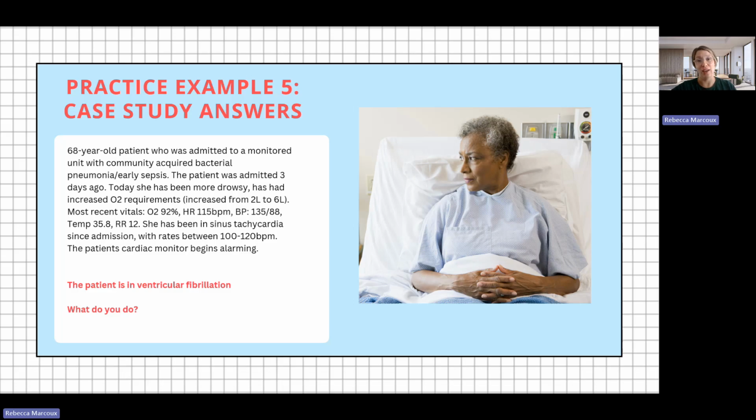Our session starting tomorrow, because I'm so late, is heart blocks. So in this, we're going to talk about atrioventricular blocks. We are going to talk about paced rhythms, and we're going to talk about bundle branch blocks.